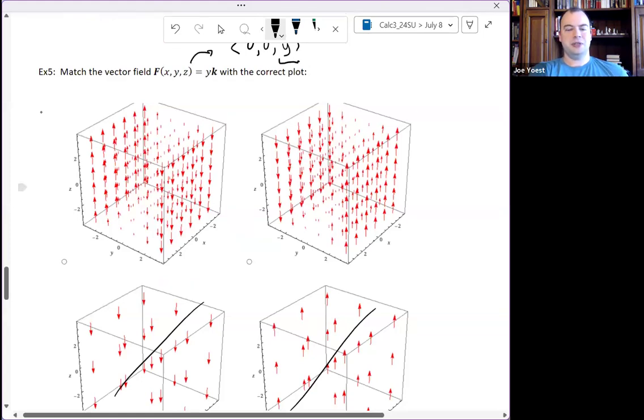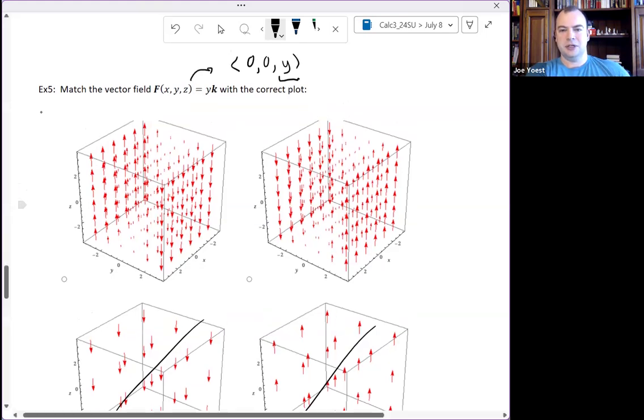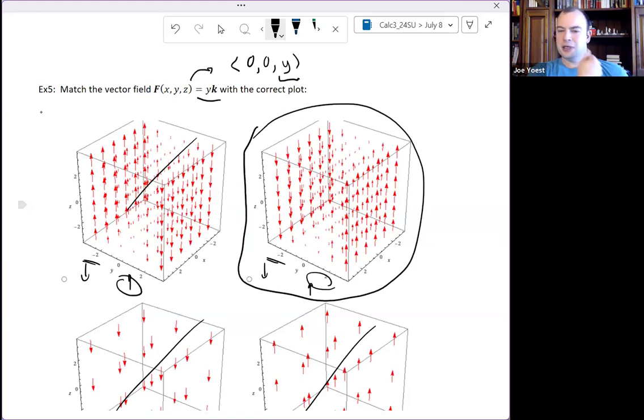These top two do switch direction. They go positive in some cases for y and negative in other cases for y. So let's be careful. We have yk, in other words, when y is positive, like over here, my arrows should be pointing up. And when y is negative, they should be pointing down. So clearly this is not the correct one, and this is. This might be about the only one that's simple enough that you might be able to draw by hand and get a passable representation.